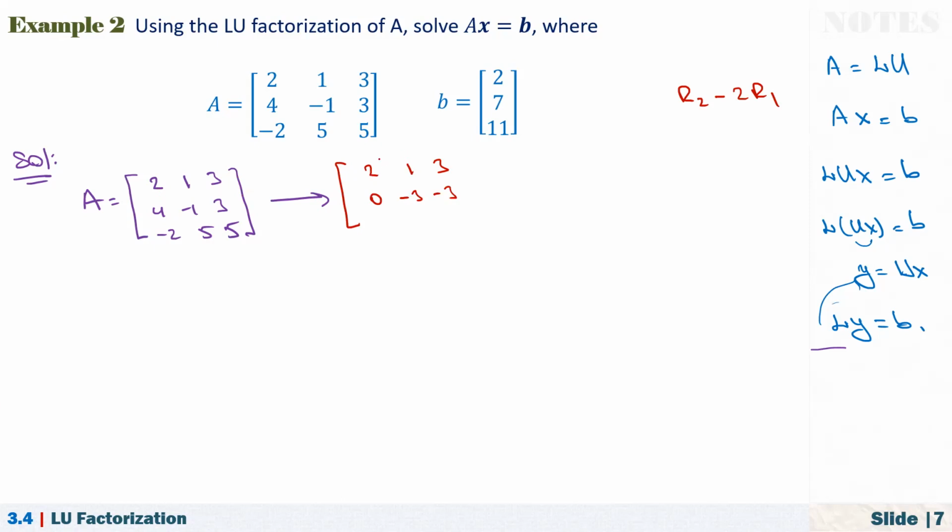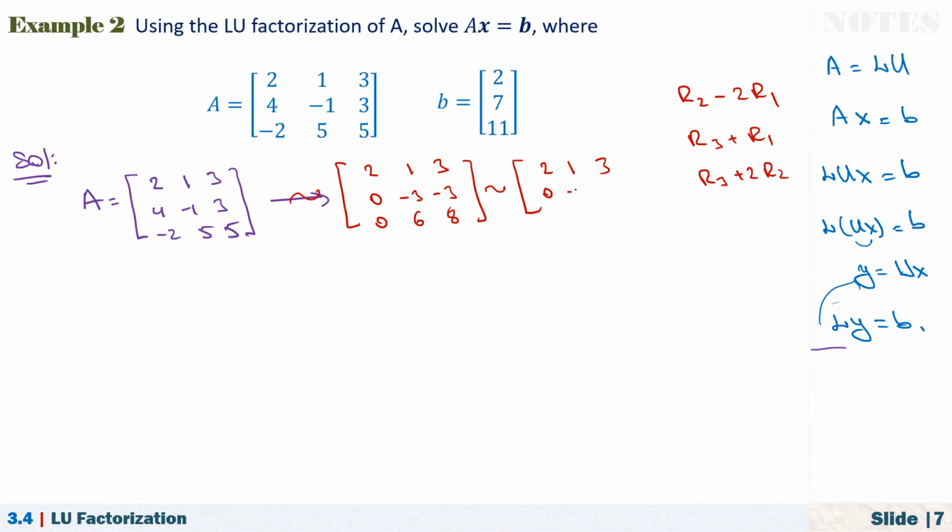Actually, I think we have already seen this anyway. You can just do this one more time. And the second one is add the first row to the third row, right? If you just add this, 2 plus negative 2, 0, 1 plus 5 is 6, 3 plus 5, that's equal to 8, right? And the next one is R3 plus 2 times R2. So 2, 1, 3.